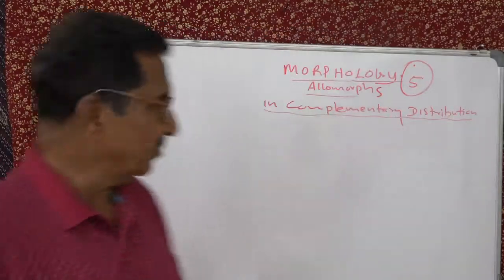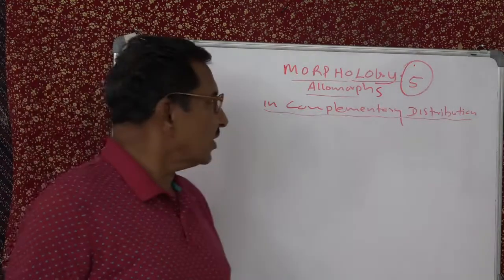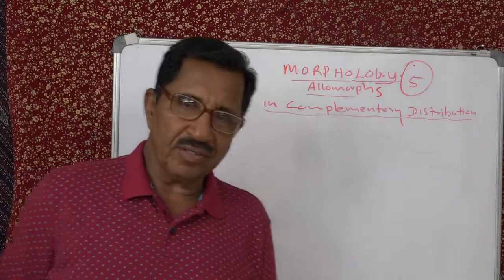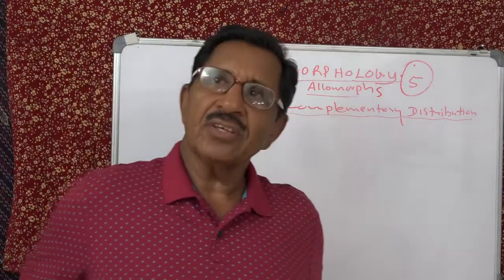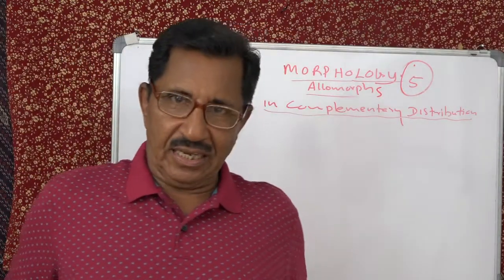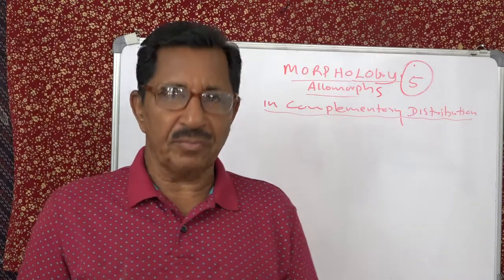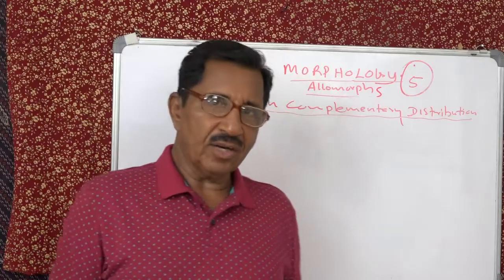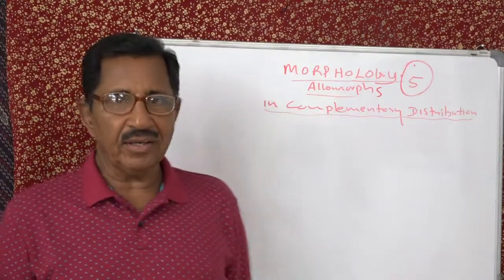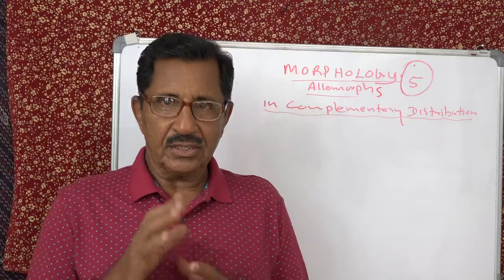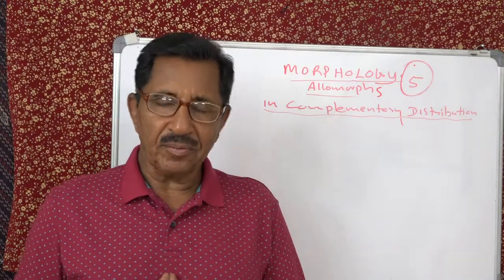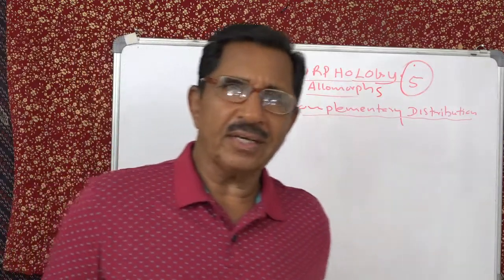Hello friends. So today we have morphology, allomorphs, continuing allomorphs. What is an allomorph? We have already seen the simplest definition: an allomorph is a variant of a morpheme. Variant means different form. Or as Sandwood and Christopherson defined, a group of allomorphs semantically similar and in complementary distribution.